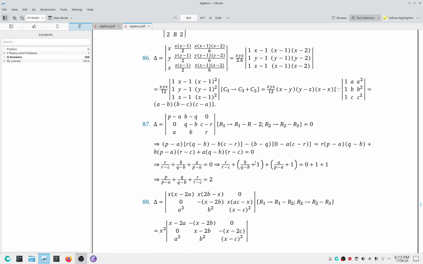This, if you add 1, then becomes q. Okay, so we add 1 actually. This is not equal to this. We add 1 here to the second and third term. So the right hand side will become 2, because we added 2 to the left hand side, 2 should be added to the right hand side. And once you evaluate this, it becomes p upon p minus a plus q upon q minus b plus r upon r minus c is equal to 2.